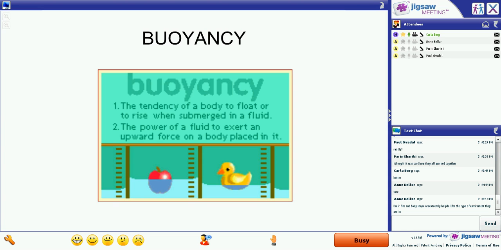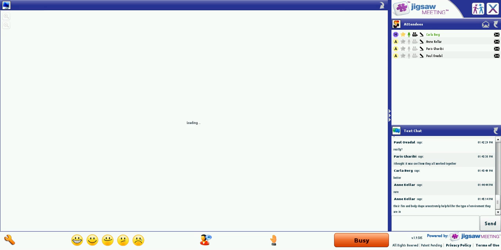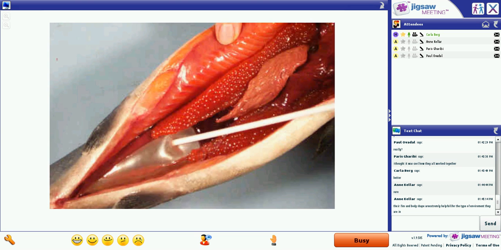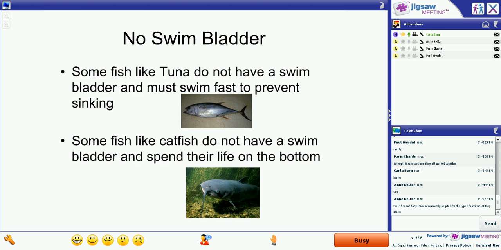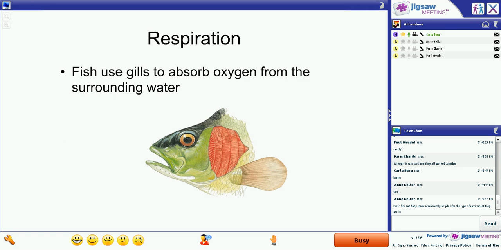I think that is where we are going to stop today. We're going to look at gills real quick, but we'll come back to swim bladders.